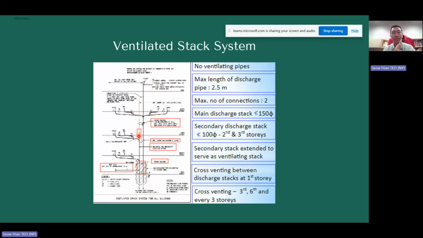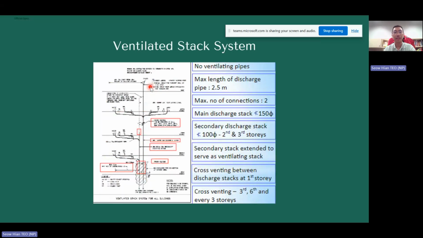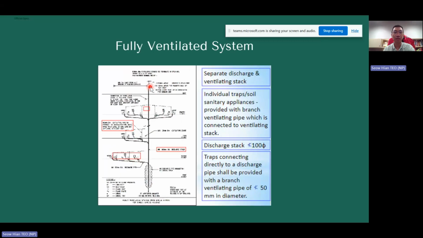Then there's this secondary discharge stack also, right? It's about 100 mm diameter, usually for the 2nd and 3rd story, correct? So there's sometimes cross ventilation across the different stories. Fully ventilated, as it means, actually has a separate ventilation stack. Unlike the other one, the ventilated stack, where there's no additional stack, a fully ventilated system actually has an additional ventilation stack.